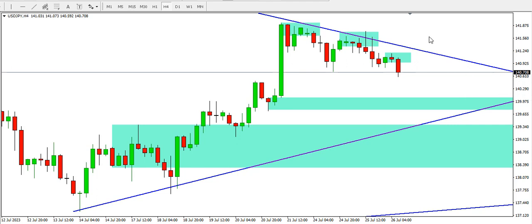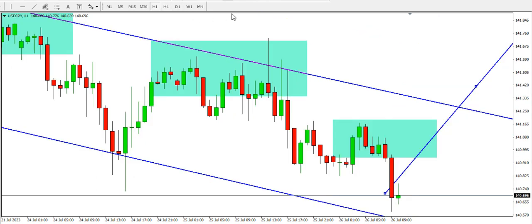A break above this point, if price is able to break above this point, then we'll take this as a bullish flag. Okay, and then we have a break of the bullish flag. Okay, and we might see price appreciate. That's if price is able to break above this descending trend line.